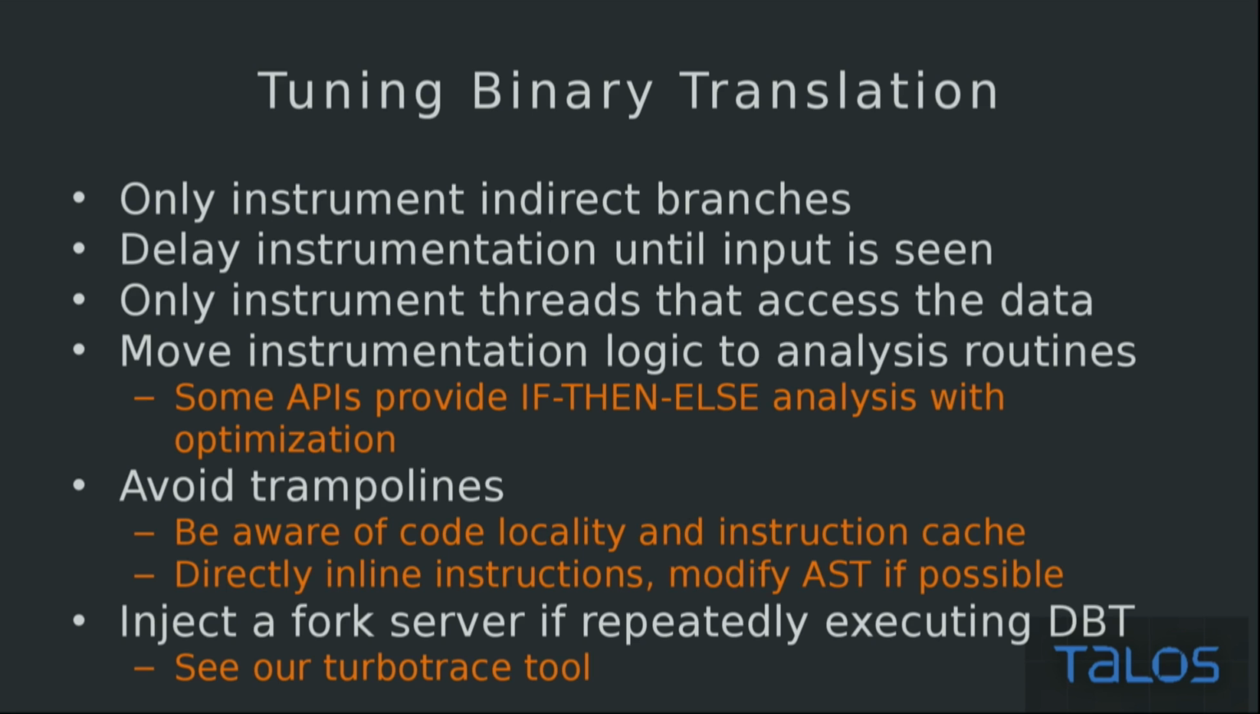We have a tool which I call TurboTrace. It's actually not on GitHub yet, I don't think, but it's generic. If you have a corpus that you're executing the same tool over iteratively, it injects a fork server and gives you about a 30% speed boost as well. I demoed that last year.